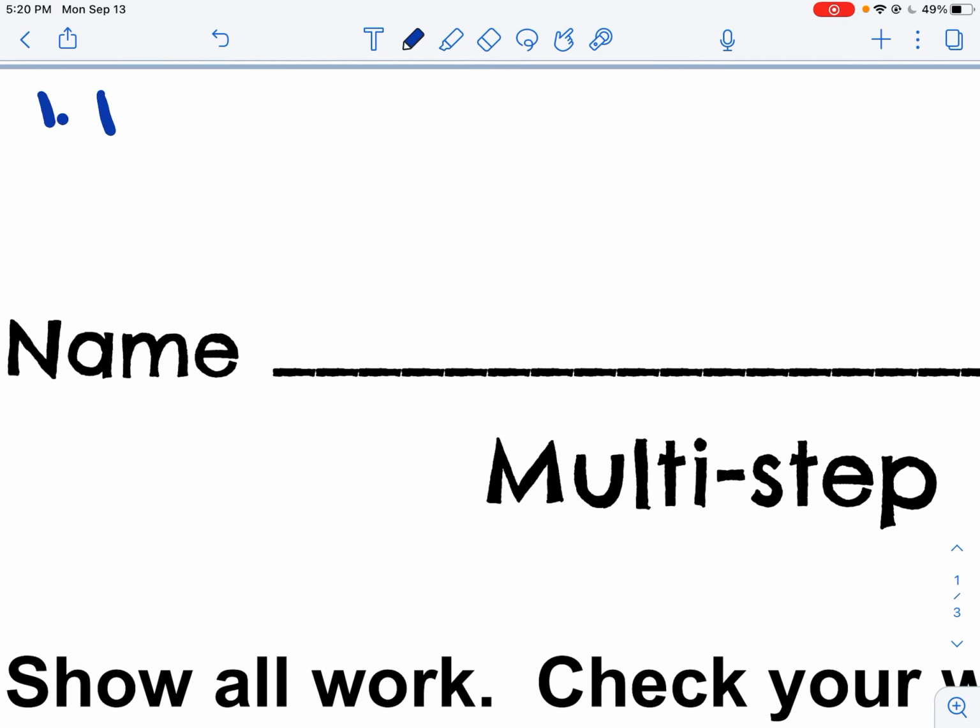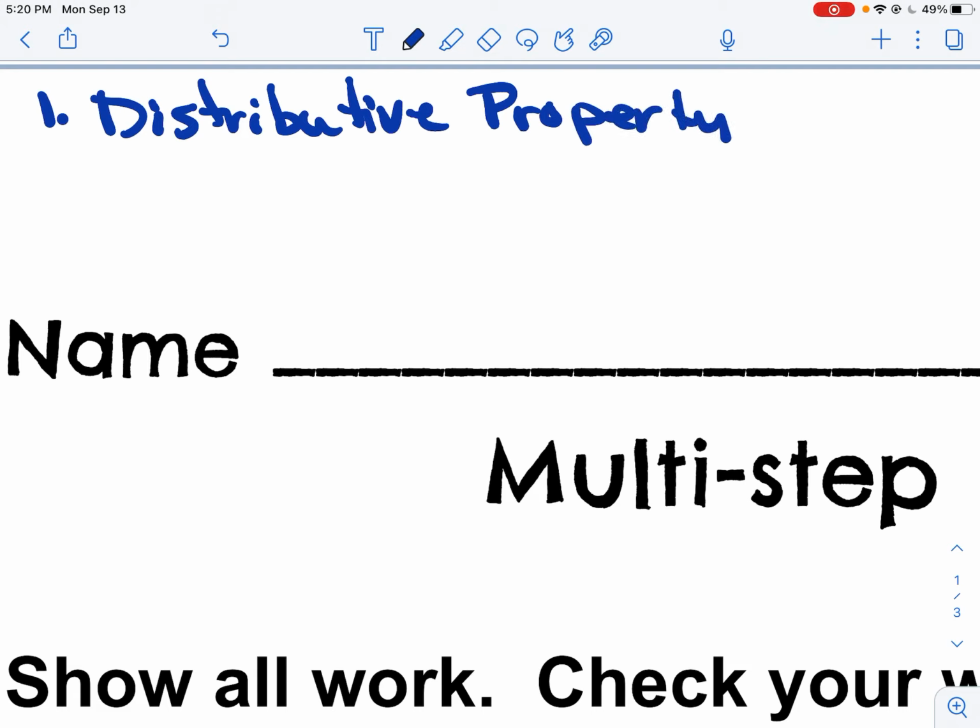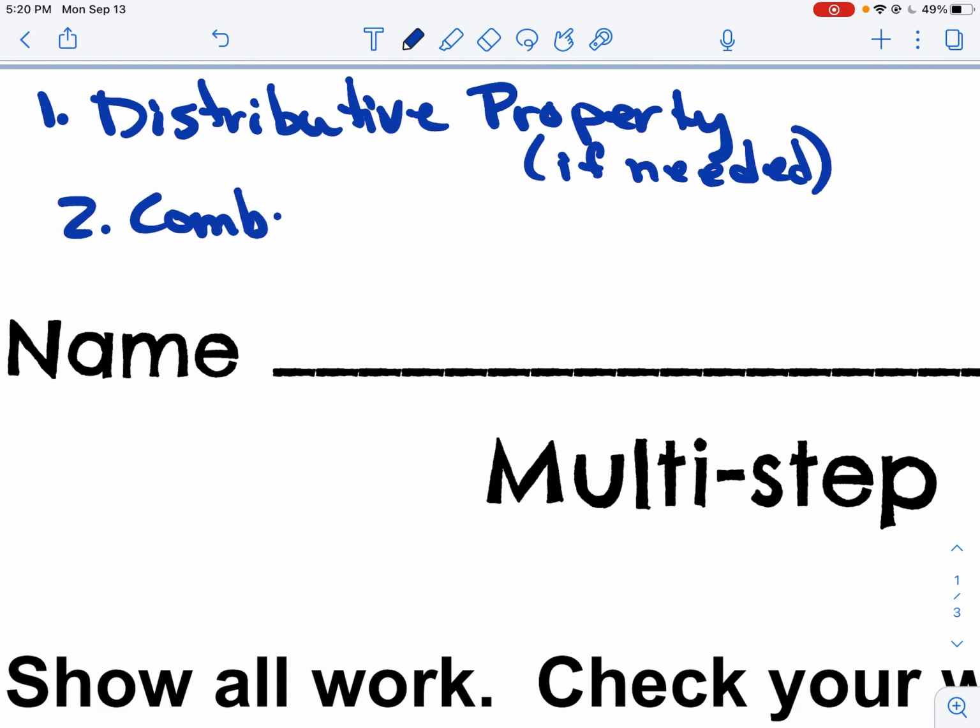Okay, so multi-step equations. The very first thing that we have to do is the distributive property. I should put "if needed," because not always will it be needed. Then combine like terms.